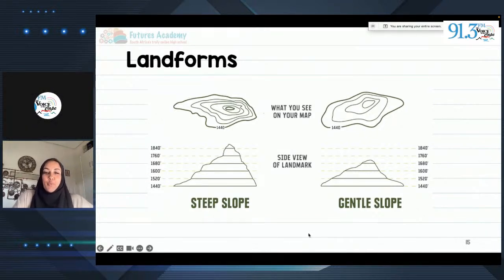Okay. So as I was saying, we get two types of slopes. One is a steep slope and one is a gentle slope. A steep slope would tell us that our contour lines are extremely close to each other, and a gentle one, they're far apart from each other. So what you see on the map is this. But if I take that and put it onto a piece of paper and open it up as a cross section, this is what I'm going to find. So I would find this. But obviously I can't draw this on my map. So I have to indicate it in this particular way.